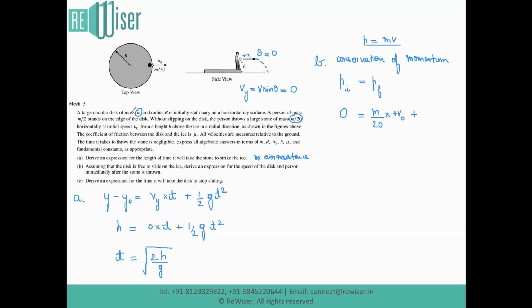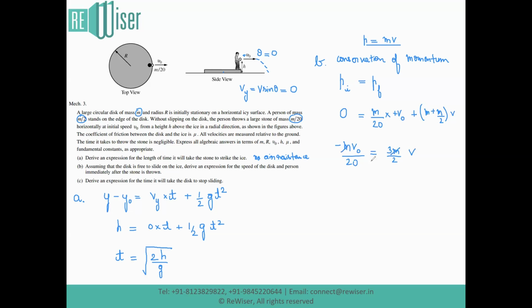So since the stone is of mass m, the person of m by 2, the total mass is m plus m by 2 times its velocity v, which we are going to find an expression for. I can rewrite the equation as minus m into v naught divided by 20 is equal to m plus m by 2, which gives us 3m over 2 into v.